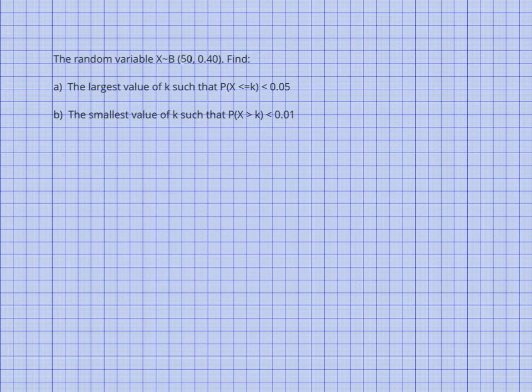Okay, we've got a slightly different question. It's question 7 from the textbook, page 94, exercise 6c. We've got a random variable with n is 50 and p is 0.4, and we're asked to find something different. We're asked to find the largest value of k so that the probability that x is less than or equal to k is smaller than 0.05. This is not one that you can do on the calculator.